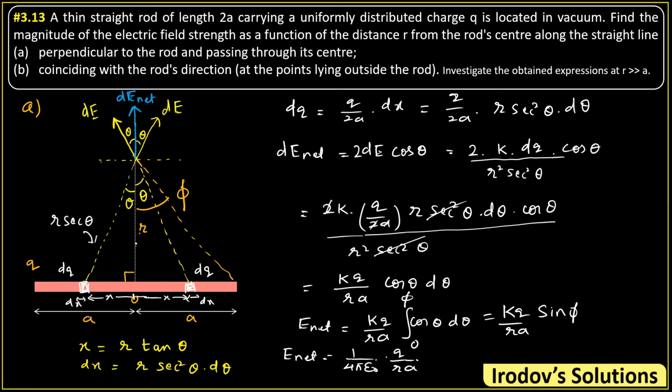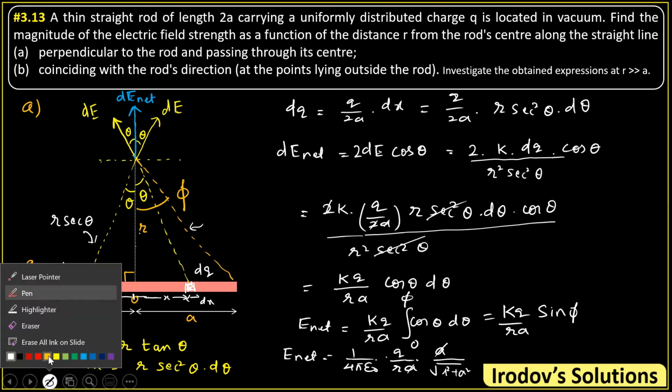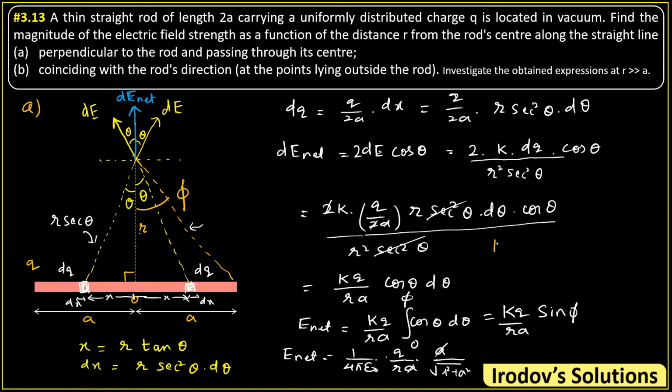Sin phi will be a upon this length. And how much is this length? This length is obviously the square root of r square plus a square. And this a and a will get cancelled. So I can write E net for this case as equal to q divided by 4 pi epsilon naught r into square root of r square plus a square, and it is the answer to part A.